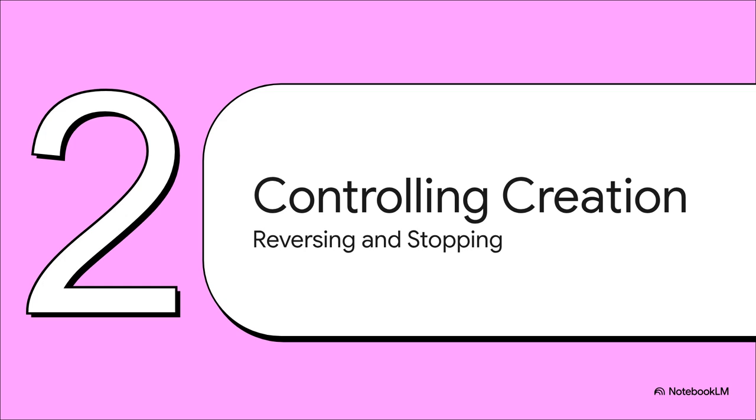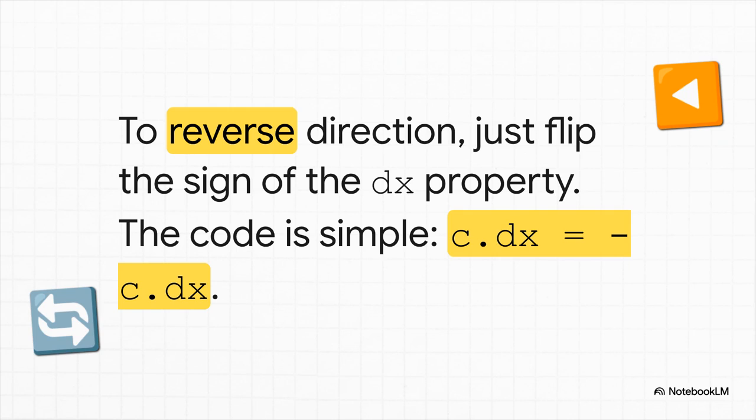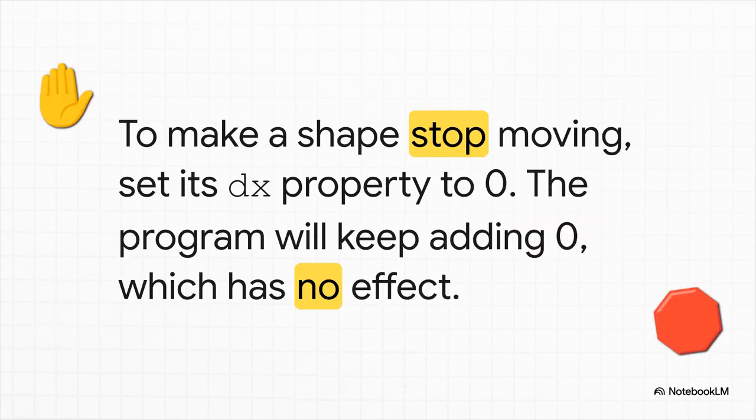Okay, making something move is awesome, but the real fun starts when you can actually control that movement. Now that our shape has a mind of its own, how do we step in and become the director? All right, check this out. This is one of the most satisfying little tricks in basic animation. Here, C is just our character or our shape. By setting its dx property to the negative of whatever it currently is, we instantly flip its direction. So if it was moving right with a speed of 10, this one line makes it -10, and bam, it's moving left. So cool.